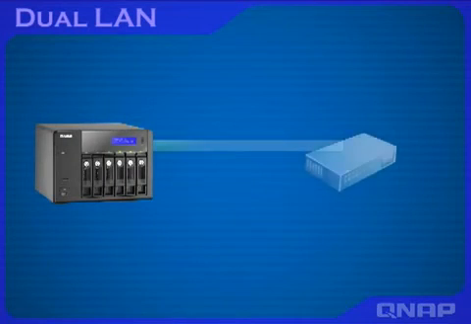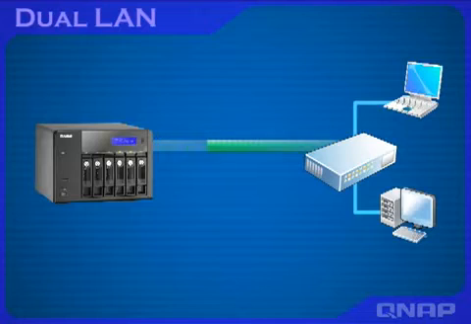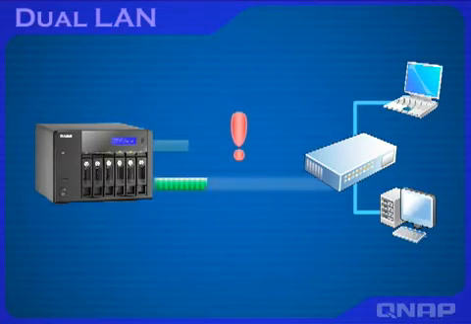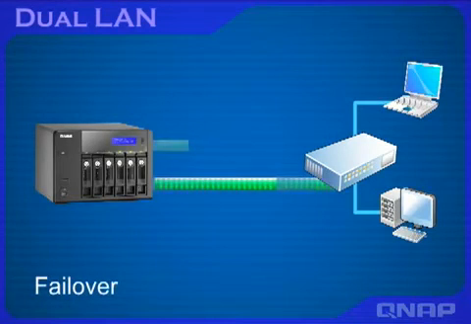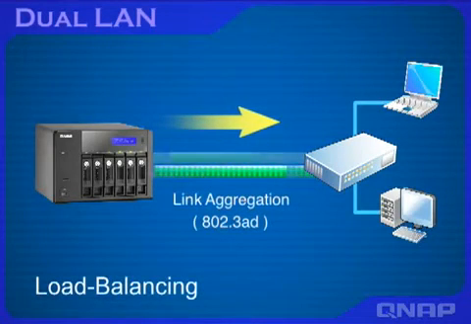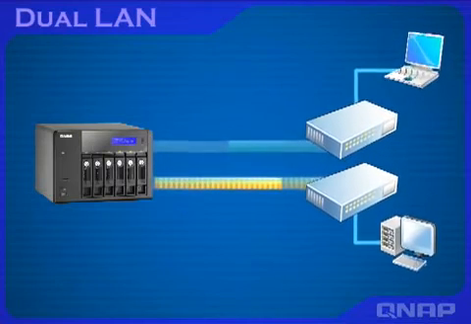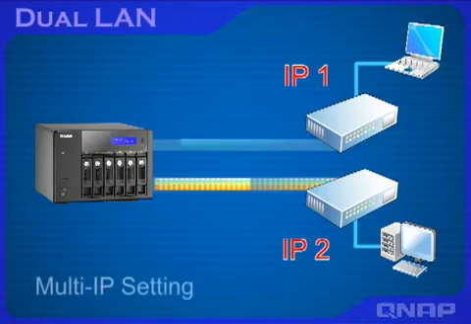The TS-639 Pro provides 2 GigaLAN ports for different configuration options. Failover allows the NAS to sustain the failure of a network cable or network port to provide continuous services. Load balancing enables the total bandwidth of the two LAN ports to be aggregated to boost the file transfer speed. You can also set up 2 IP addresses on the NAS for sharing among different workgroups in 2 subnets.